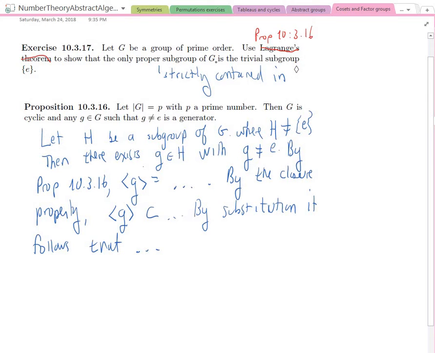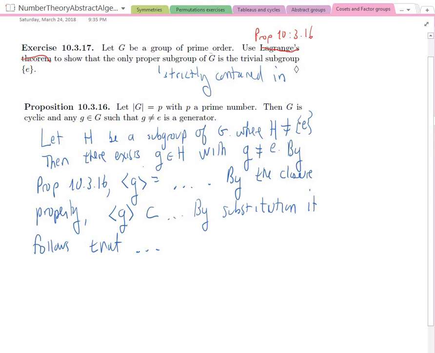All right. So proposition 10.3.16 says let the order of G be p where p is prime, then G is cyclic, and any element of big G which is not the identity is a generator. All right. So what we're trying to show is that the only proper subgroup of G is the trivial subgroup. So we can do that by showing that any subgroup of G that is not the trivial subgroup must be all of G. And that's what we're going to do. So let H be a subgroup of G where H is not the identity.